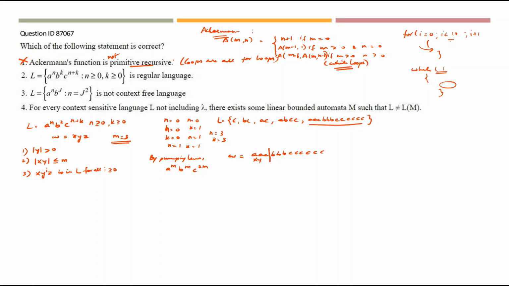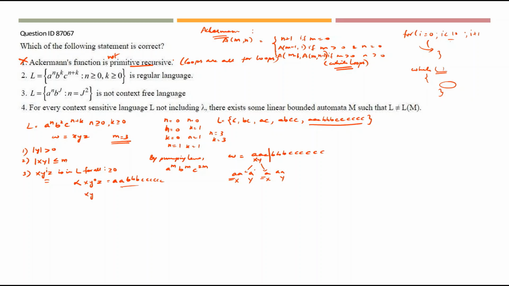Now I can split this xy as a for x and a for y, or it can be a for x and double a for y. For the third rule, when you eliminate one y stating y power 0, so they say i is greater than or equal to 0. So it can be x into y power 0 into z. So let's take this case. It is double A and y power 0 means this A will be missing. Then you will have triple B and 6 C's together. Is this string in the language? No, it is not.